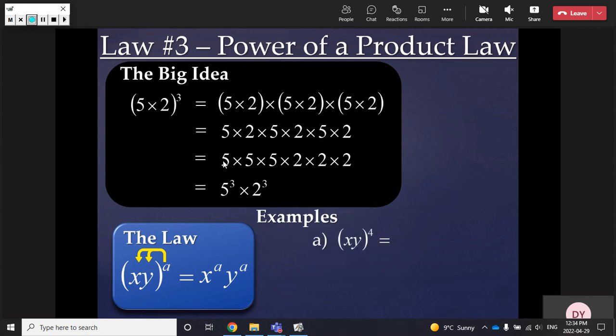So here we have xy to the exponent 4. To get rid of the brackets, what's this going to simplify to here, Jonah? Perfect. That's awesome. Thanks.